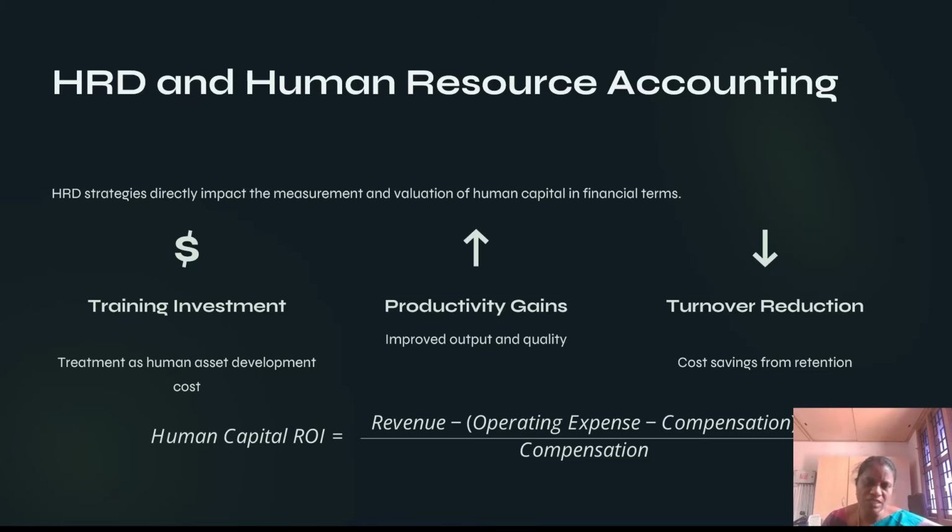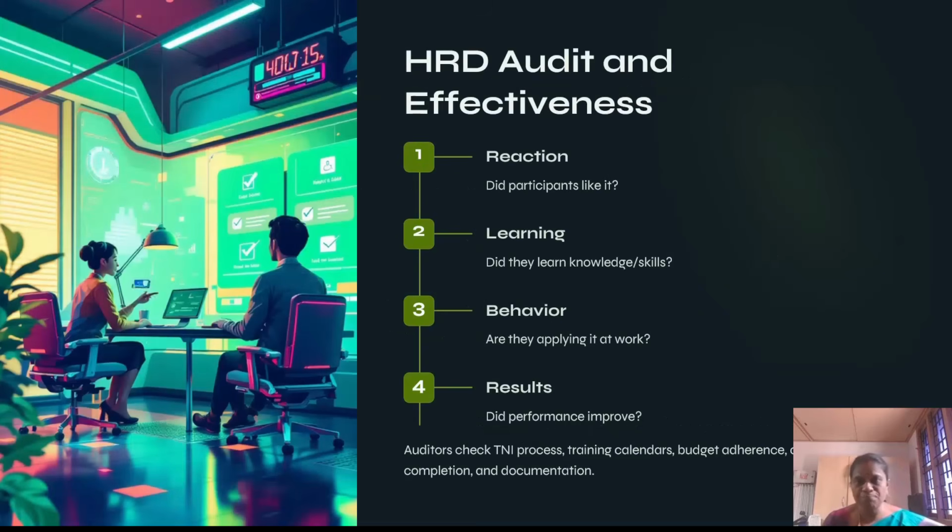There are three important focuses that are given. One is training investment. When we give them enough training, it is not an expense to the organization, it is an investment, like buying new machinery. Then even after such training, how much they have improved in output and quality, and due to this the employee turnover is reduced and employees are retained in the organization for a longer period of time, which is called human capital ROI, return on investment. It is calculated as revenue, from which operating expense and compensation are deducted, divided by total compensation.